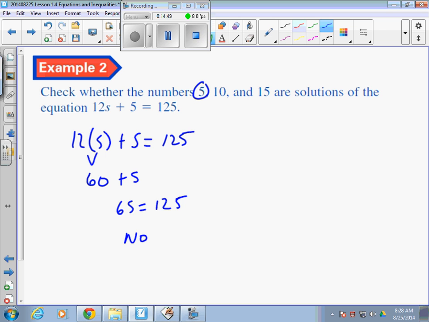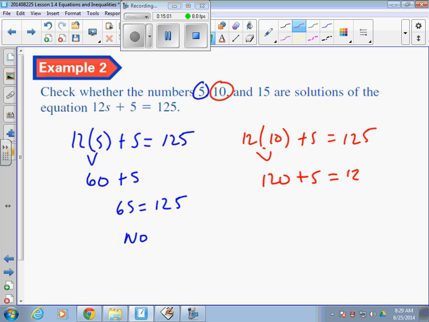When we do 10, this one comes out a little bit neater. 12 times 10 plus 5 equals 125. 12 times 10 is 120. All you got to do is add a 0 to it. Plus 5 equals 125. That one is true. 125 is equal to 125. So that one is the solution.